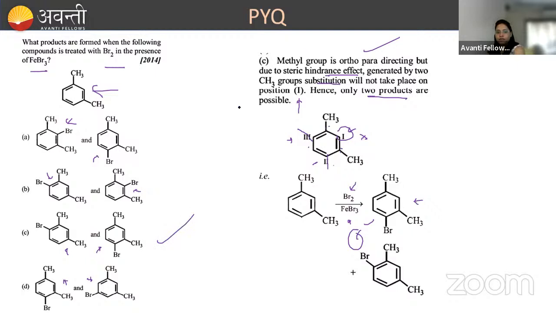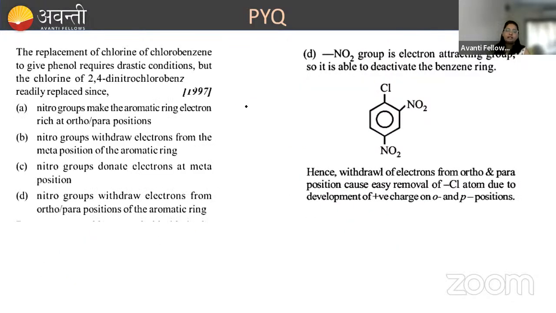Observe. Okay, next: the replacement of chlorine of chlorobenzene to give phenol requires drastic conditions, but the chlorine of 2,4-dinitrochlorobenzene is readily replaced. So why, in the replacement of chlorine in chlorobenzene to get phenol, do we need drastic conditions, but chlorine of 2,4-dinitrochlorobenzene is readily replaced? If I want to remove chlorine from chlorobenzene during the reaction, removing it is very drastic. But removing the chlorine from this molecule is easy.